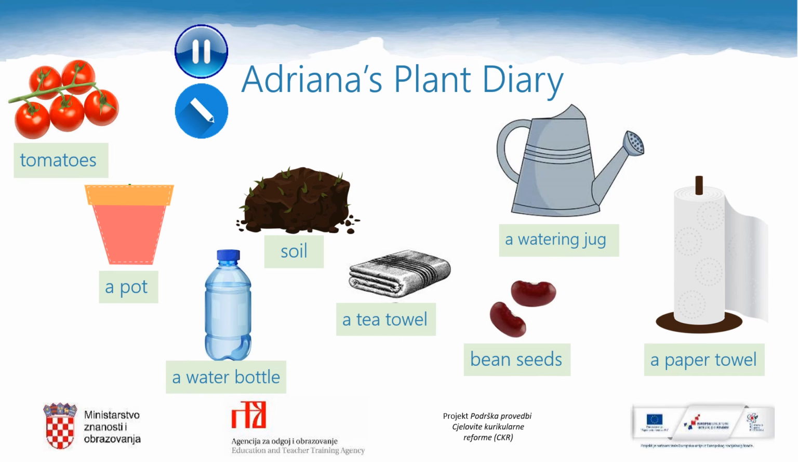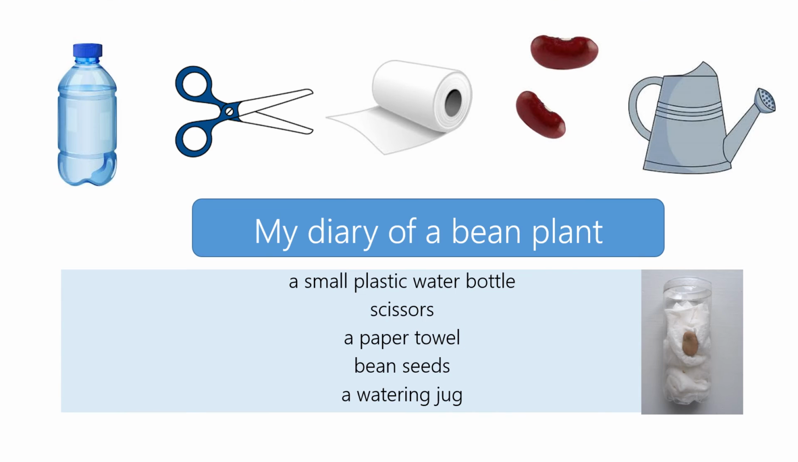But first, let us just quickly check which of the words did not appear in the text. Yes, tomatoes and a tea towel. Great, well done. Let's go back to your diary and to your bean plant.